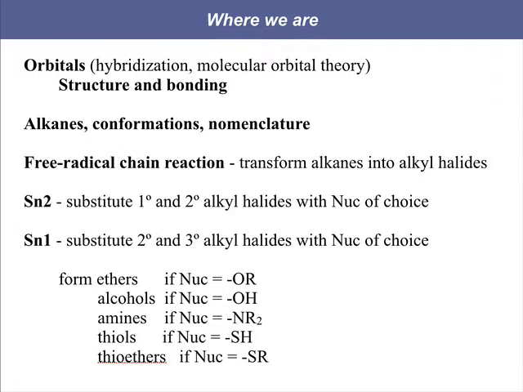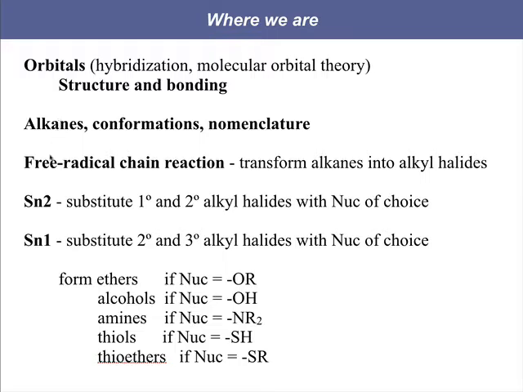Okay, so let's look at where we are before we jump into elimination. We talked about orbitals. We learned about hybridization and molecular orbital theory, and how orbitals give us a sense of where the electron density is, or where the highest energy orbitals are and where the lowest energy orbitals are. And we kind of saw how that gives rise to molecular shape, molecular structure, and bonding. We looked at alkanes and conformations of alkanes. We learned nomenclature of alkanes.